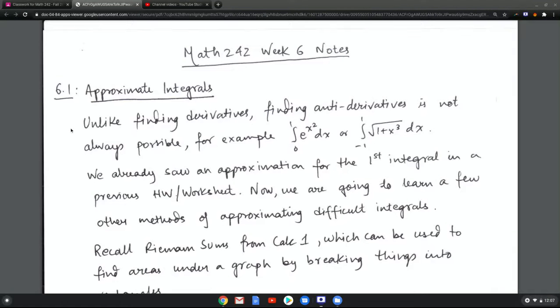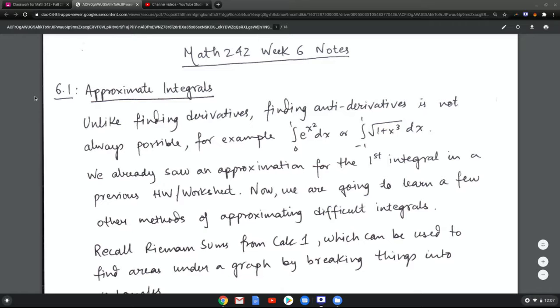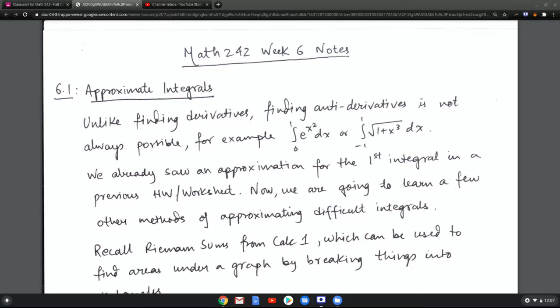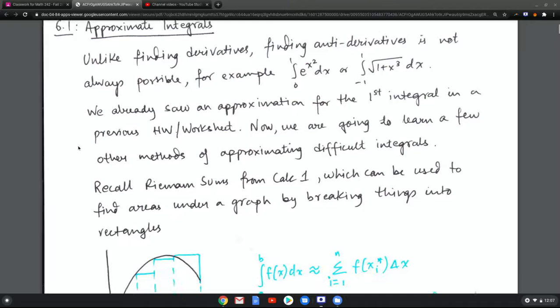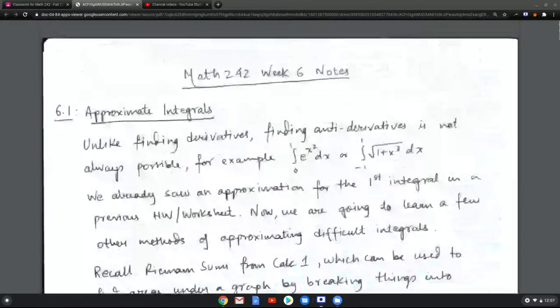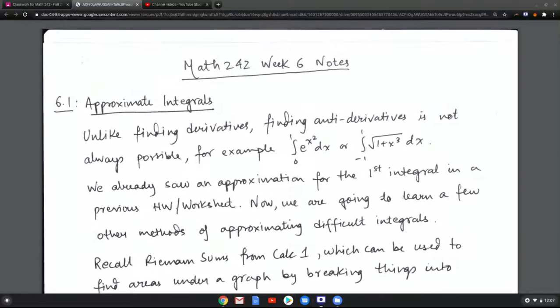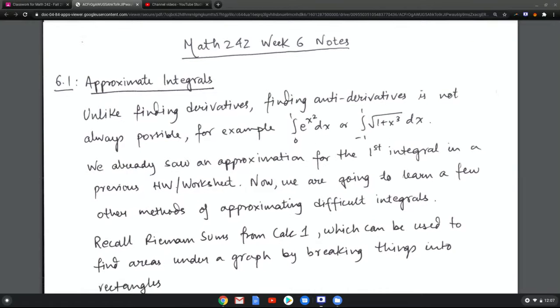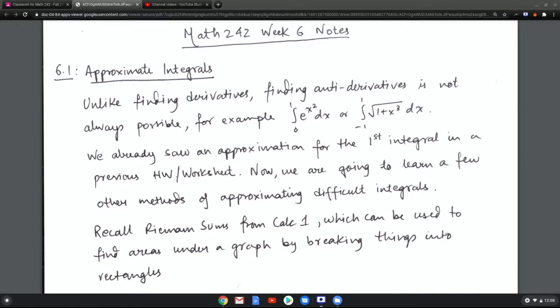Hi everyone, this week we're going to learn about approximate integrals, or rather approximating integrals, I think would be more accurate. Well, you've already seen that finding derivatives is rather easy and finding antiderivatives is not, because you can basically find the derivative of any function, but finding the antiderivative is not always possible. For example, e to the x squared. We used a method to approximate that within certain bounds, but to find the exact algebraic expression is not possible.